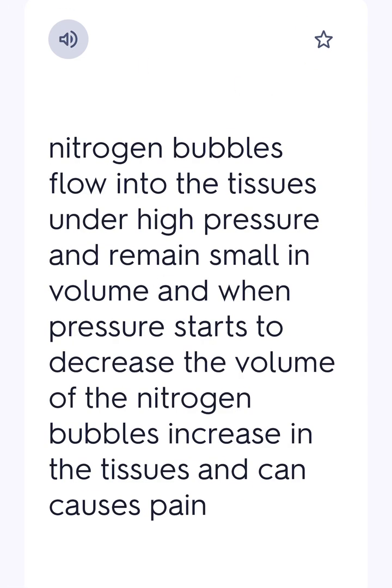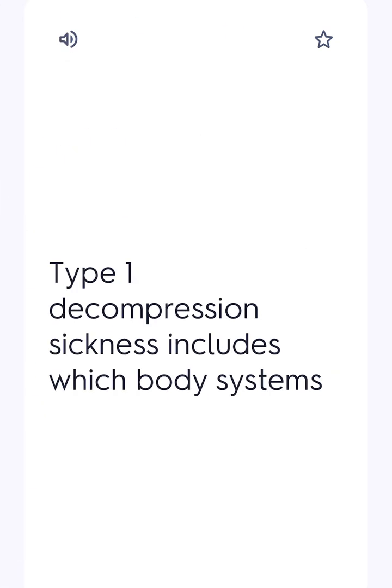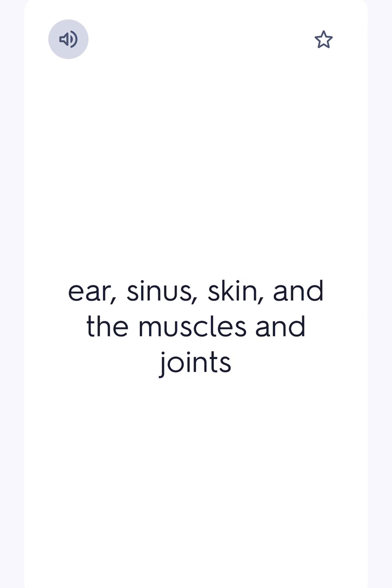Nitrogen bubbles flow into the tissues under high pressure and remain small in volume, and when pressure starts to decrease, the volume of the nitrogen bubbles increases in the tissues and can cause pain. Type 1 decompression sickness includes which body systems? Ear, sinus, skin, and the muscles and joints.